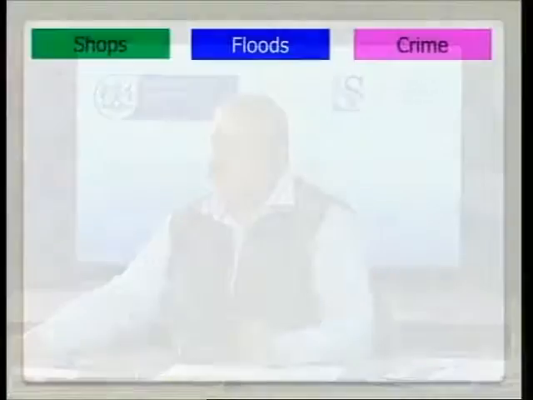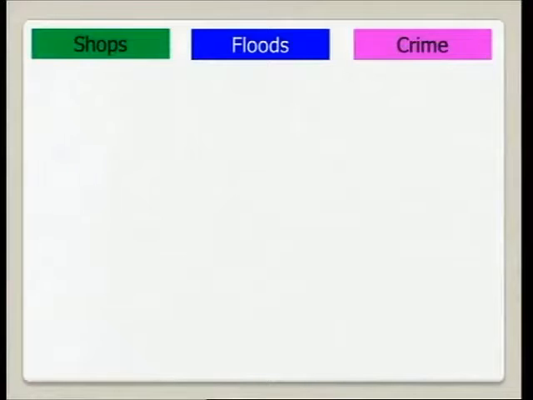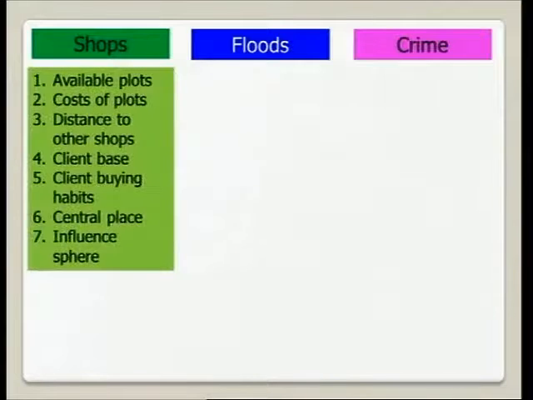Right, what I'm going to do is to show you that sometimes your scenarios will be about shops, or it can be something about a flood, or it can be something about crime. And then what you're going to do is to look at the available plots, the cost of the plots, the distance to other shops, the client base, the buying habits of clients, the central place, and then also the influence sphere.